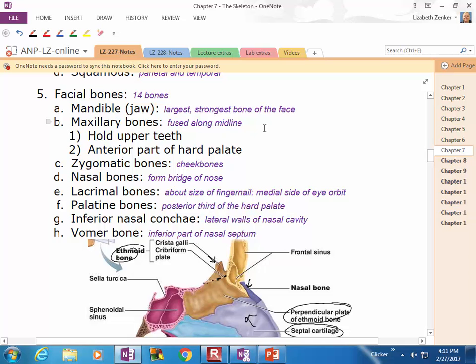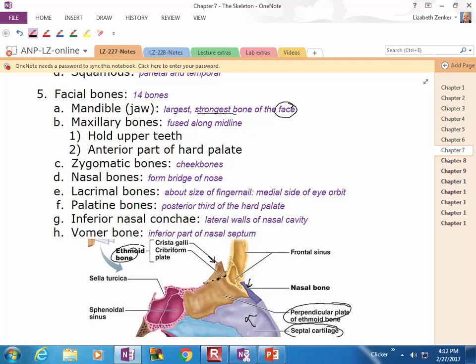And we have, most of these are in pairs, but a couple of them are single bones. So our mandible is a single bone. It's the largest, strongest bone of the face, okay? It also holds your upper teeth, correct? Sorry, I said mandible, lower teeth, correct? I was waiting for somebody to look at me like, that was weird. The lower teeth are on the mandible.